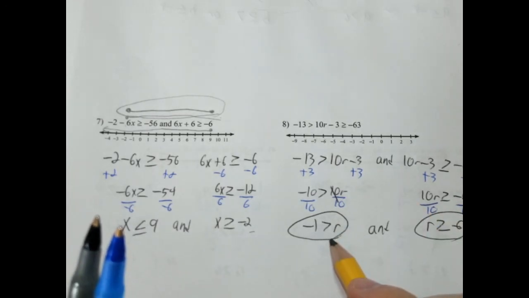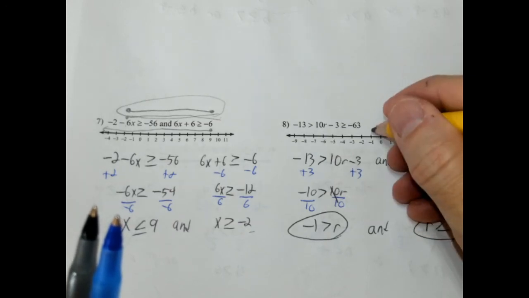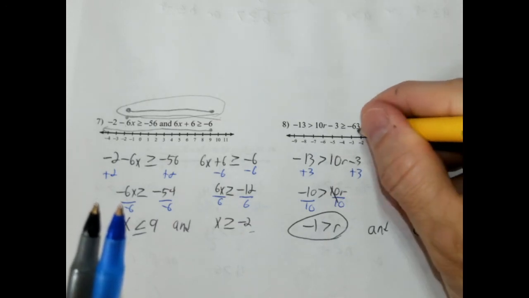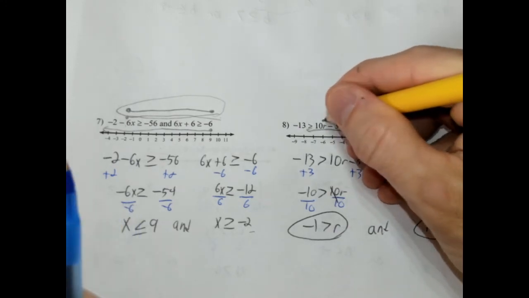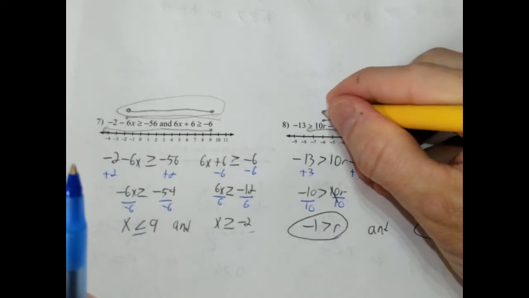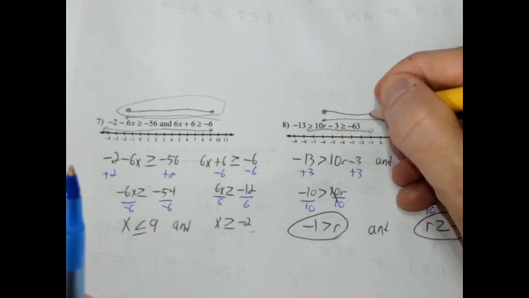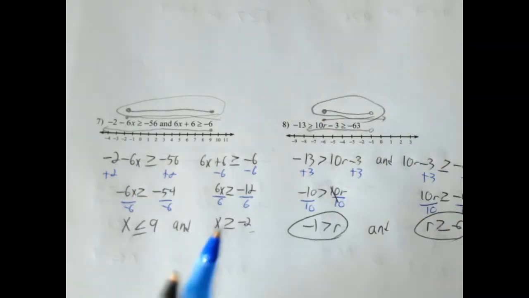Alright, so r is less than or equal to negative 1. Sorry, just less than, not or equal to. So it's non-inclusive. And then r is greater than or equal to negative 6. So it's going to be closed circle here, and then open circle here. That's our answer. Alright, so hopefully that was helpful, guys.